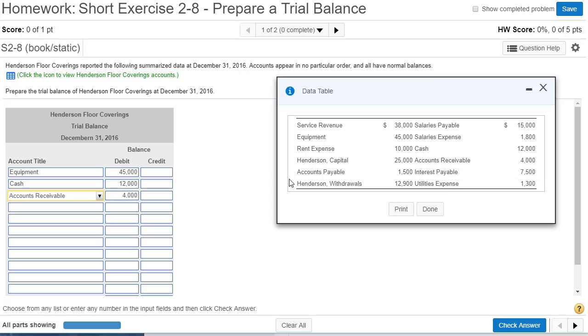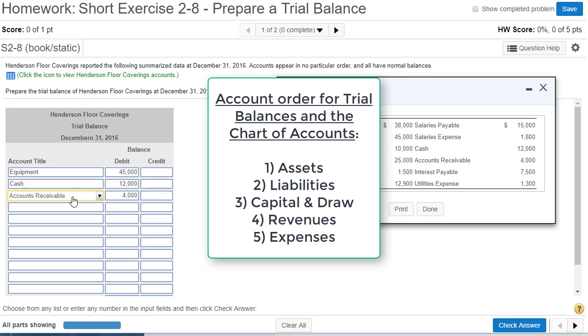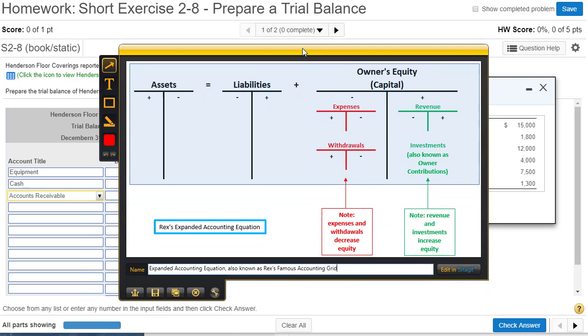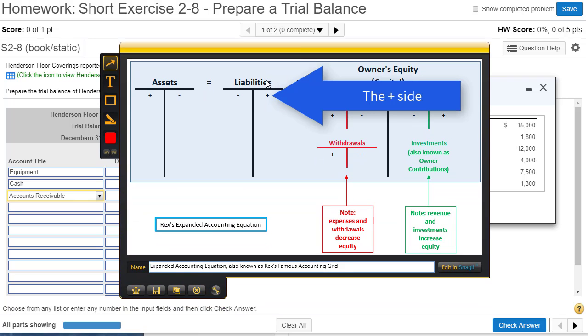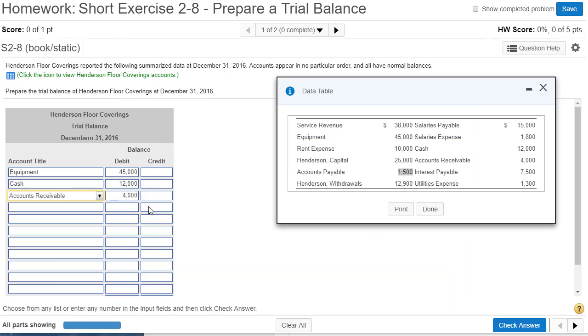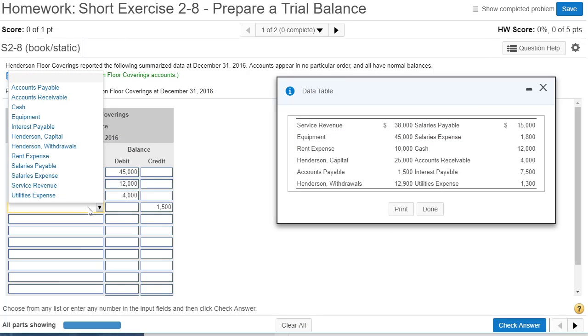So what comes after the assets on a trial balance, which is the same order as the accounts on the chart of accounts? After assets, we've got liabilities. Let's start up here again and work our way down. Do we see any liabilities? Here we go. Accounts payable, $1,500. We had to figure out which side is the plus side for accounts payable. Accounts payable is a liability, therefore its plus is on the right side, the credit side. So this $1,500 I'm going to put on the right side.